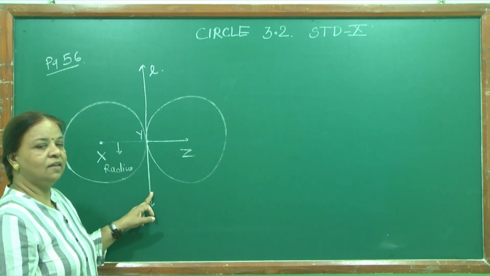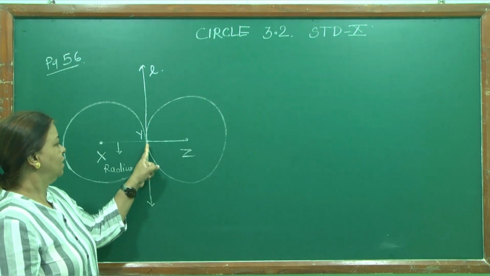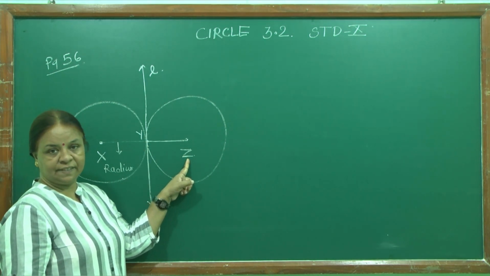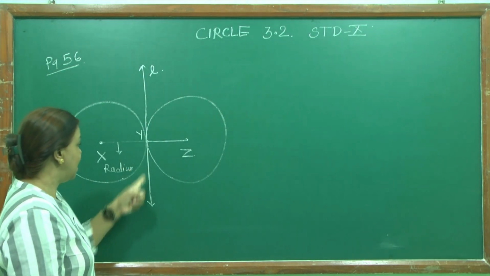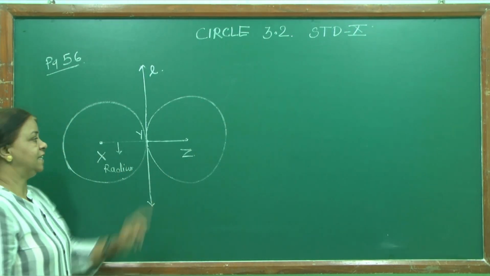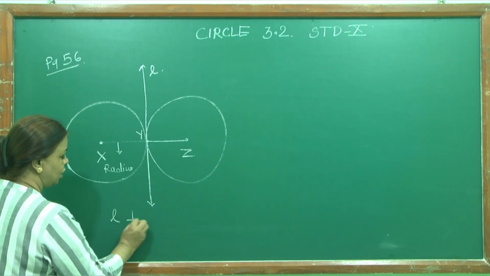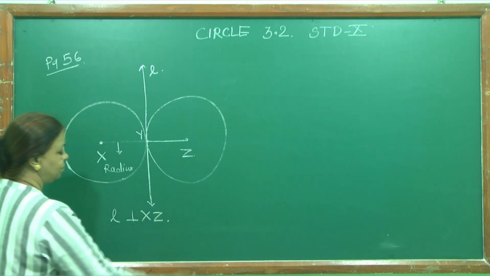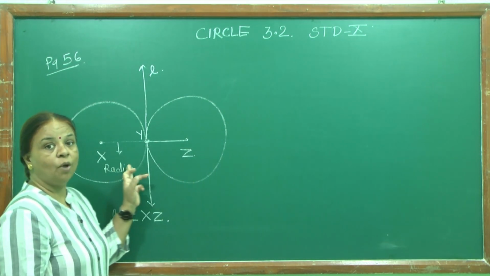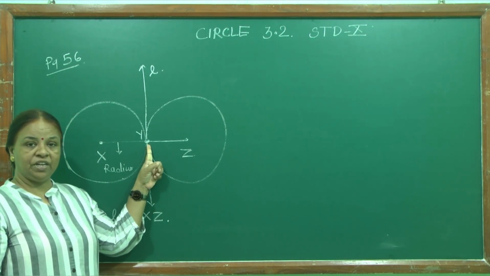This line L is tangent to the circle with center X. This line L is also tangent to the circle with center Z. Line L, which is passing through point Y, is perpendicular to XZ. So line L is a common tangent to both the circles when they are touching at one point, that is Y.